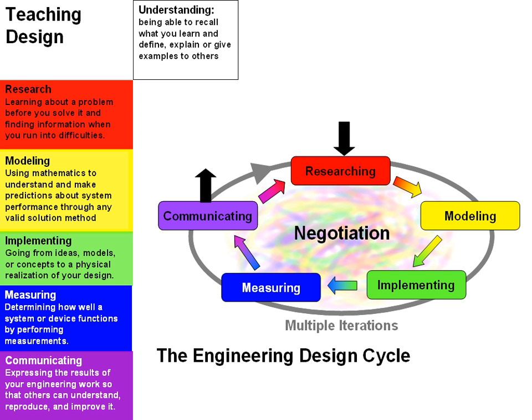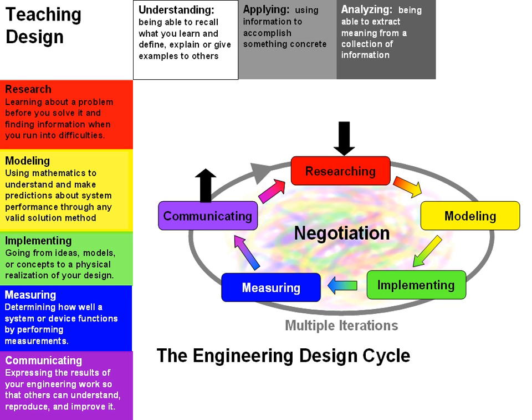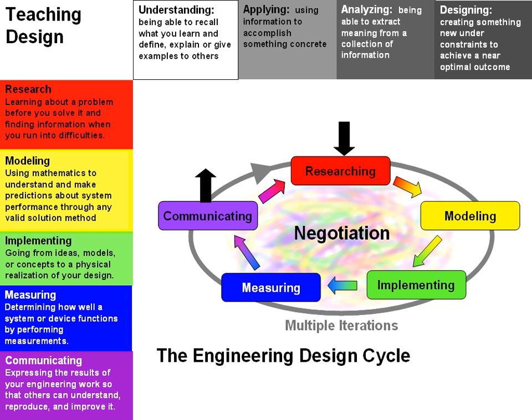Applying, which is using the information to accomplish something. You need to do something with what you know. As you get more advanced in design, you're able to analyze what you do, extract meaning from collections of information. And at the highest level of design, you should be able to create something new under given constraints to achieve a near optimal outcome. But notice this, which we think about designing, is really the highest level. It's very difficult, and it's going to take a lifetime of practice before you master this art of design, which really defines what an engineer is.